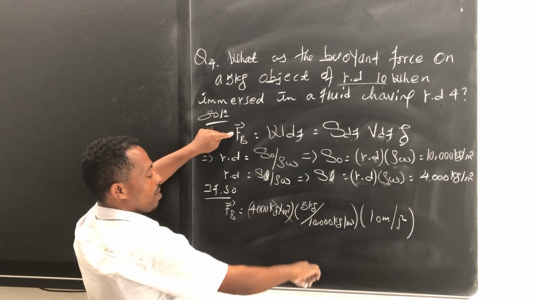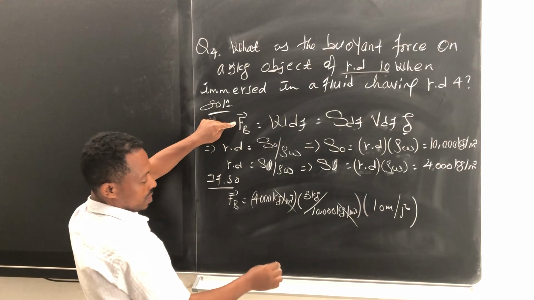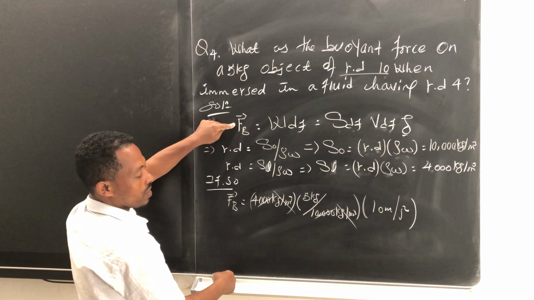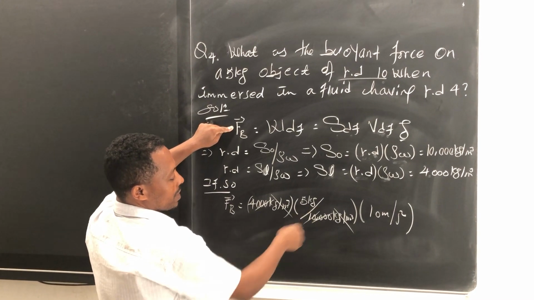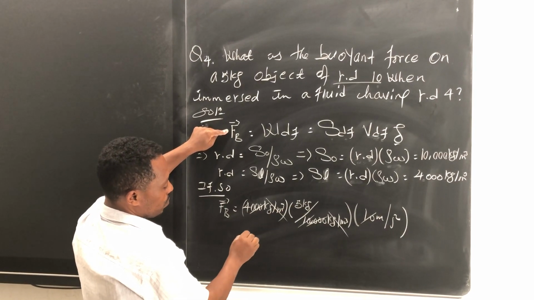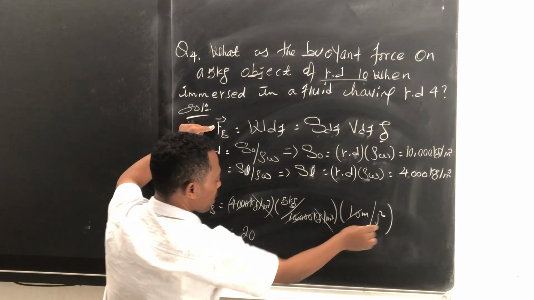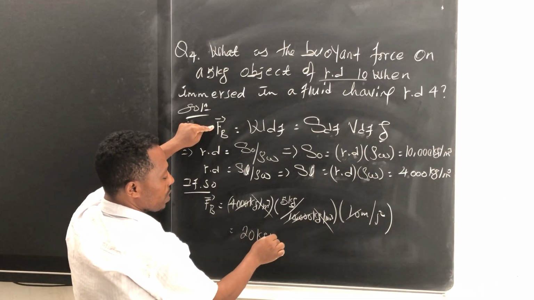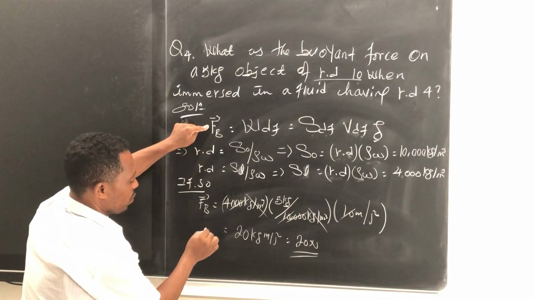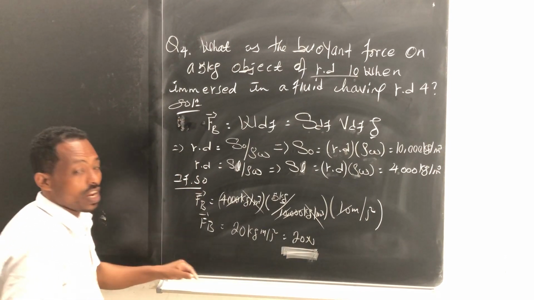Great. Kilogram per cubic meter is cancelled by kilogram per cubic meter. That's good. By 1,000, by 10,000, that's good. 4 times 5 is 20 kilogram times meter per square second, which is known as Newton. So, the force of buoyancy is, in short, 20 Newton.